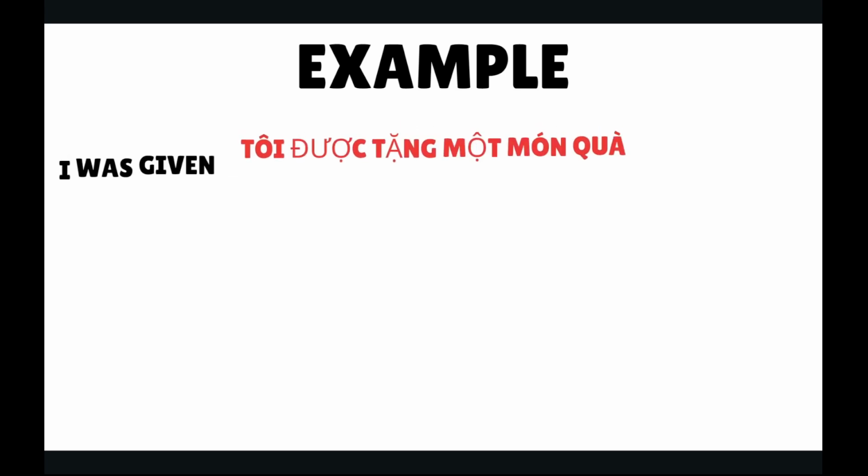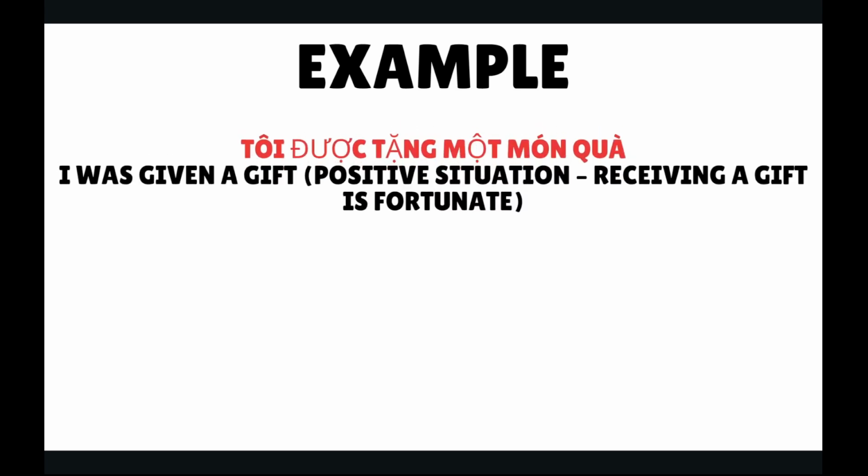Let's see some examples for more understanding. I was given a gift. Tôi được tặng một món quà. This one is a positive situation. Receiving a gift is fortunate. So you're using the word được here instead of bị because receiving a gift is fortunate, so that's why được is used here.